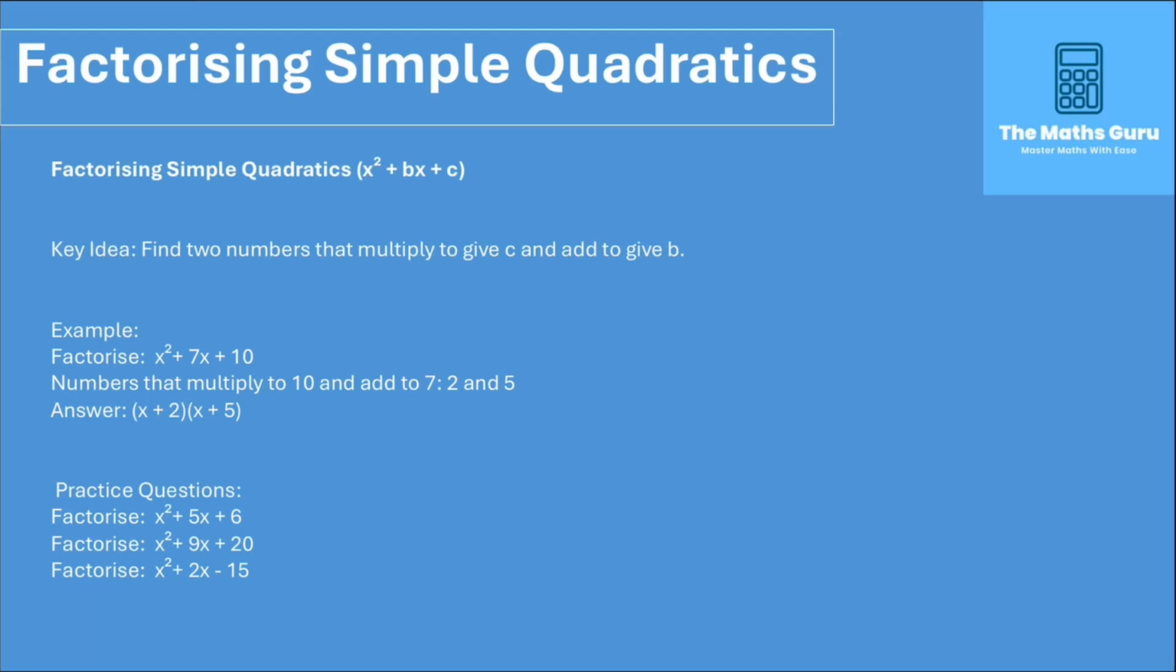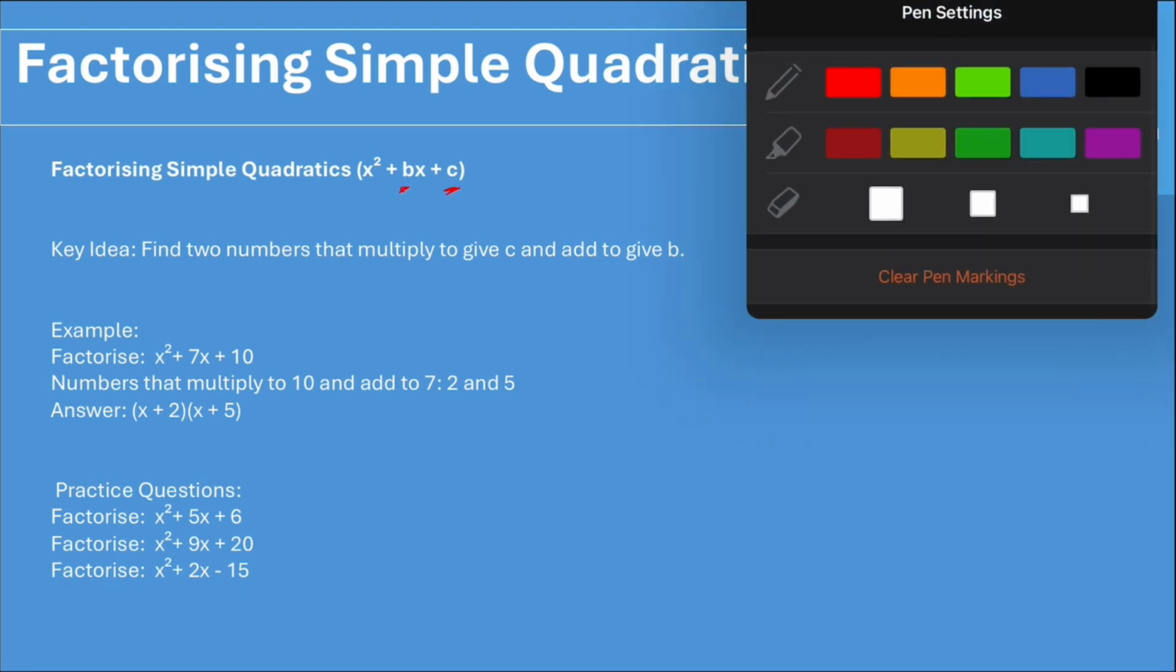So, factorise simple quadratics. We need to find two numbers which multiply to give C and add to give B. And obviously you can see C, in this case, is the last number and B is the middle term.